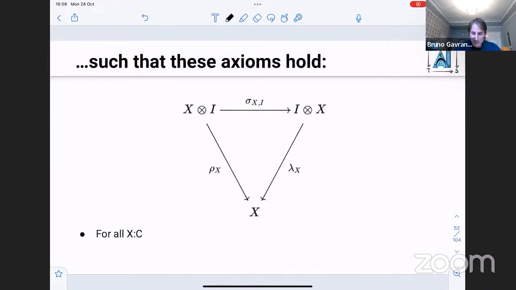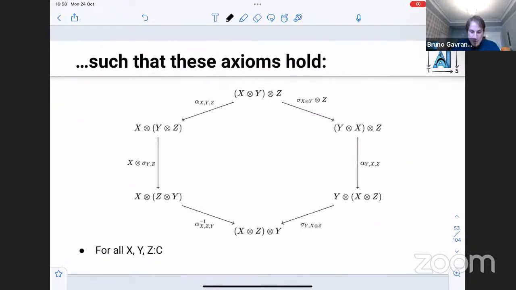And we have some other axioms telling us how it behaves with respect to left and right unitors. So for instance, if I have x times the empty space, which is here I, and I swap them, remember, rho is going to be x tensor I is isomorphic to x, and lambda is going to be I tensor x is isomorphic to x. So these need to hold. And likewise, we have some more telling us how it interacts with associativity.